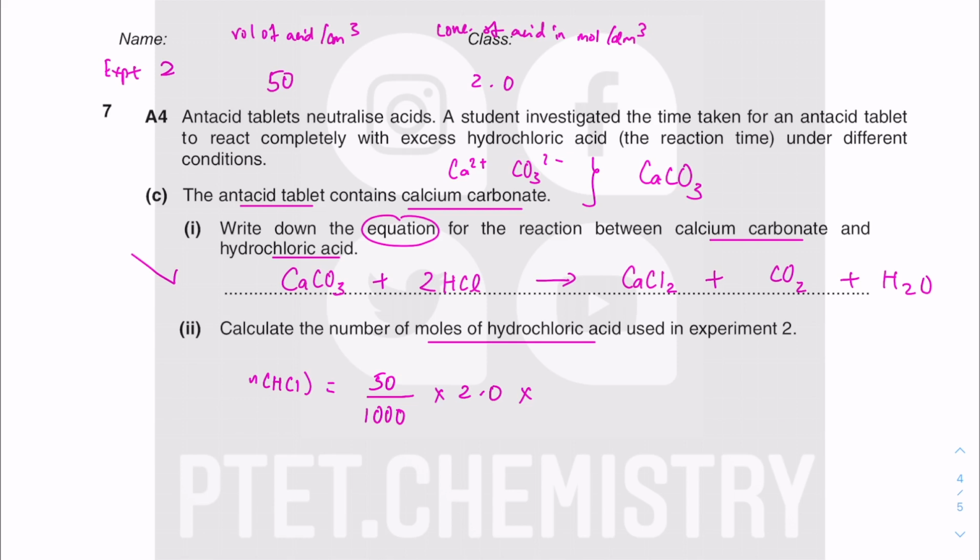So that's times 2.0, and that's it. It's mole per dm cube times dm cube. Put that into your calculator. So 50 divided by 1000 times 2 gives me 0.1.